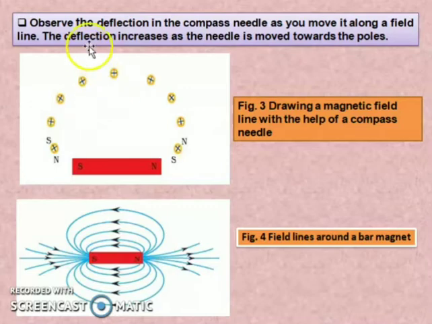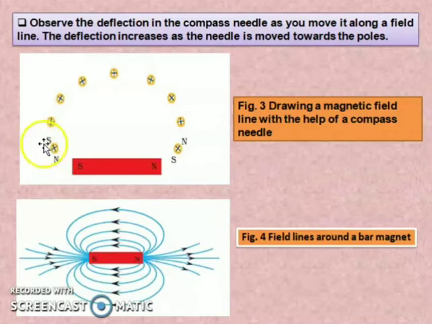Now you can see this. Observe the deflections in the compass needle as you move it along the field line. The deflection increases as the needle is moved towards the pole. Here we are going to draw magnetic lines with the help of a compass needle. Here you can see a bar magnet. This is the south and this is the north pole, and this is a compass. The compass indicates the north pole and this will be the south. Here attraction takes place, so the deflections are shown. You can mark this point: this is north and this is south.